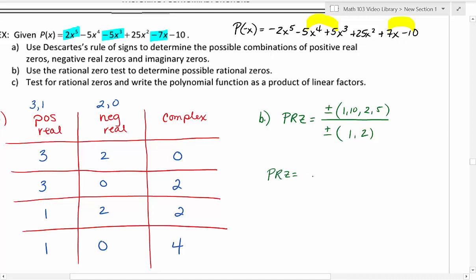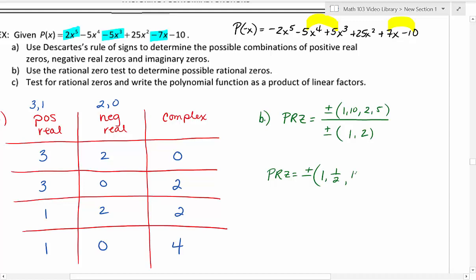Let's simplify this into a readable list. Plus or minus divided by plus or minus ends up in a plus or minus. So I'm going to start with the first number in the numerator, take it over both the numbers in the denominator. Then I'll move on to the second number in the numerator, take it over both numbers in the denominator, and so on. So 1 over 1 is 1. 1 over 2 is a half.